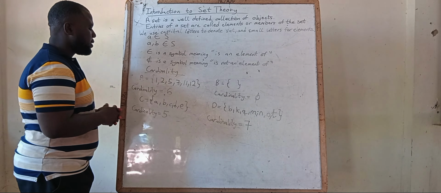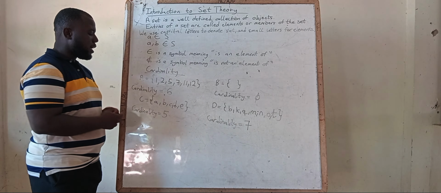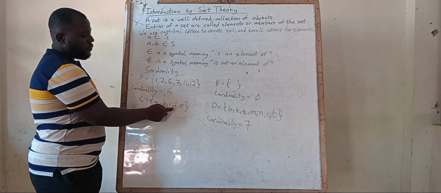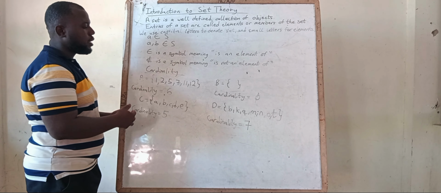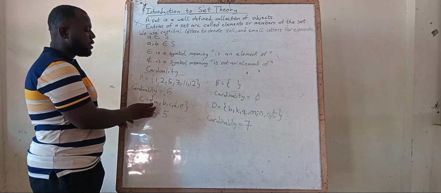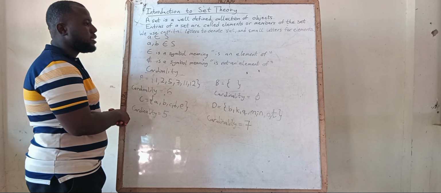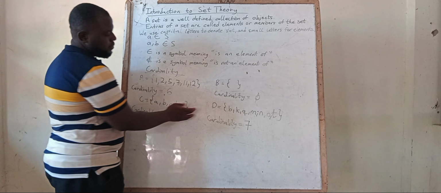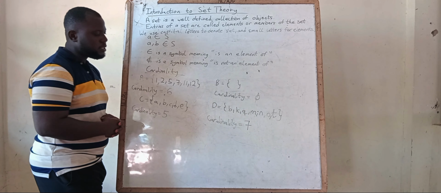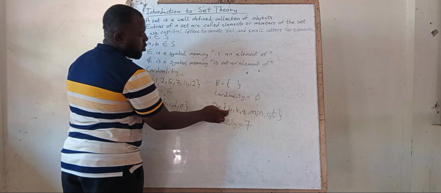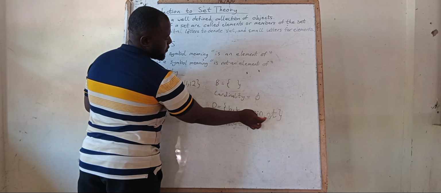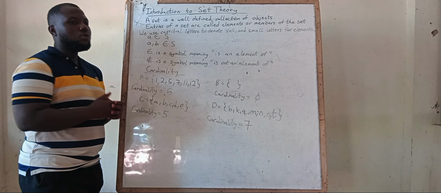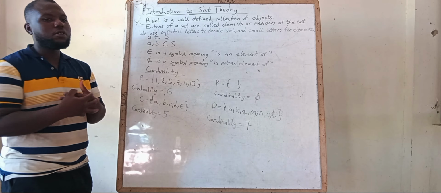For set C, we count 1, 2, 3, 4, 5. It has 5 elements, so the cardinality is 5. You just count the elements in set C to find the cardinality. And in set D, the cardinality is 7 because D has 7 elements: 1, 2, 3, 4, 5, 6, 7. So that's how you find the cardinality of a set.